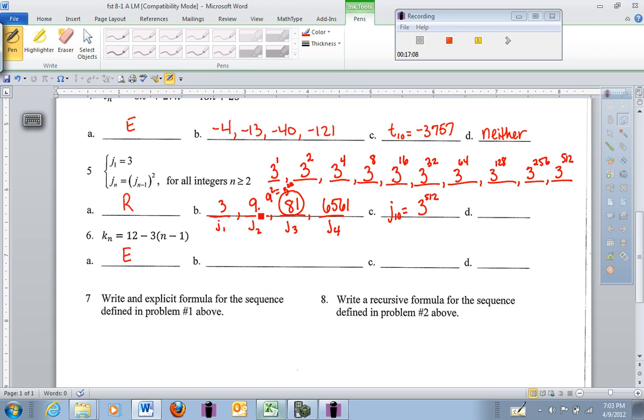Okay, this doesn't go up by a constant ratio. 9 divided by 3 is 3, but 81 divided by 9 is 9, isn't it? So this is a neither.